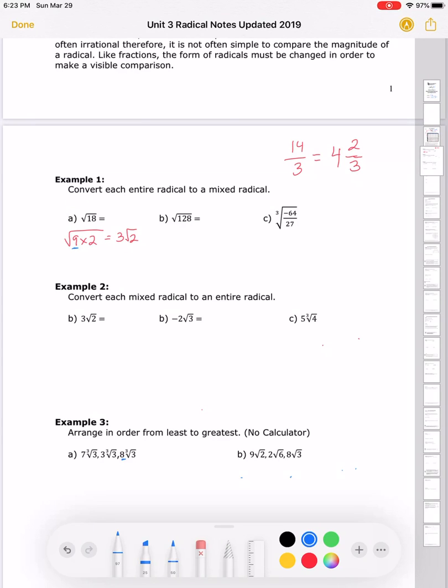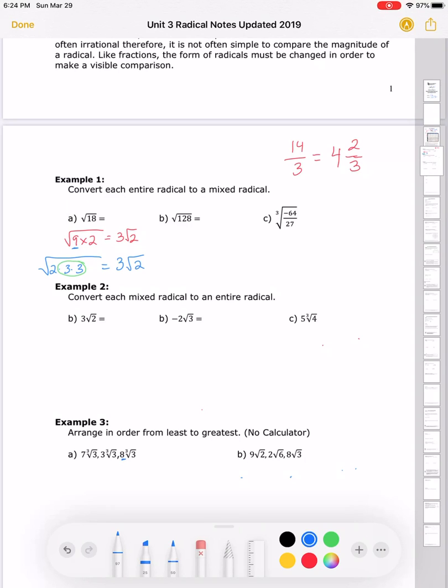Now, the other way I can do this is to prime factorize. Maybe I don't know off the top of my head that 9 is a factor of 18. So I could do 18 is equal to 2 times 3 times 3. And then when I've prime factorized it, I look for pairs. Looking there, I have a pair of 3s. I always say 2 underneath is worth 1 outside when you're dealing with square roots. So it would be 3 root 2. Both methods get you to the same answer, and it really depends on what you're most familiar with.